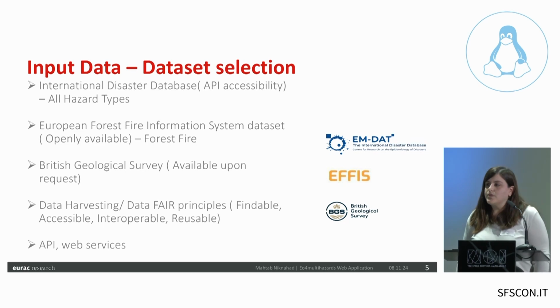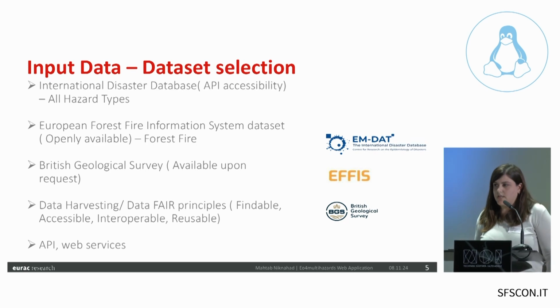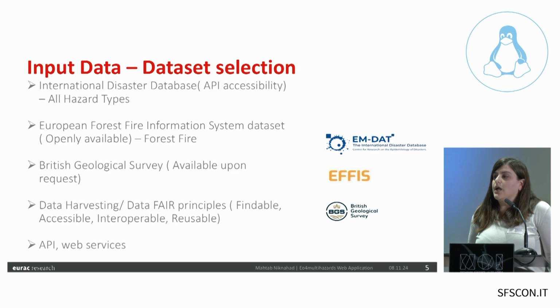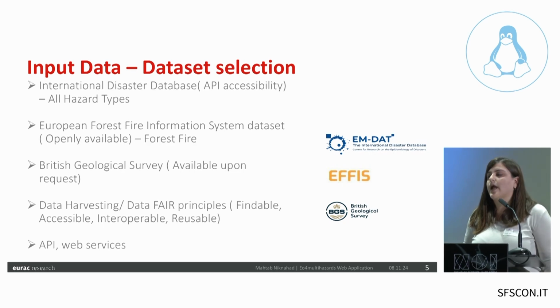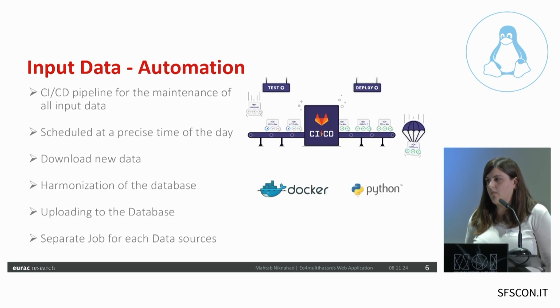Three main input data were selected for this project. The first one is the International Disaster Database, which is known as EM-DAT. It contains all hazard types. The second one is the European Forest Fire Information System database, EFFIS, and it contains only forest fire. The third one is the British Geological Survey, which is the BGS. And our methods in order to get this data were data harvesting, data FAIR principles, and API web services.